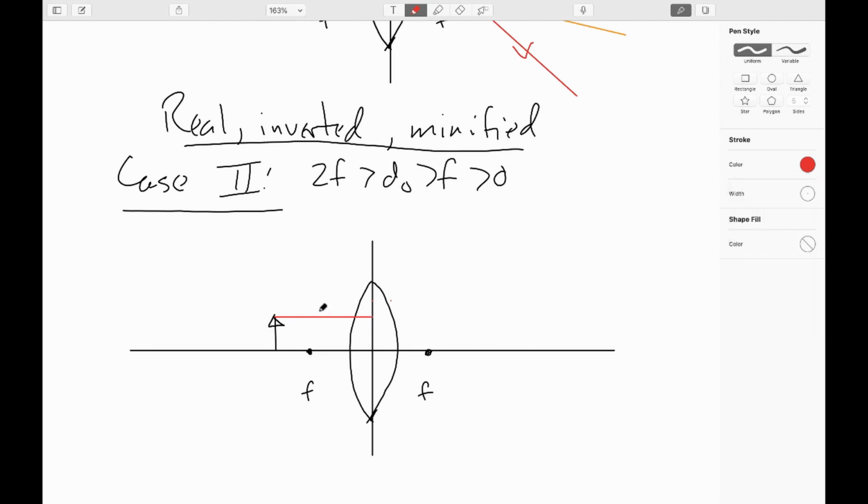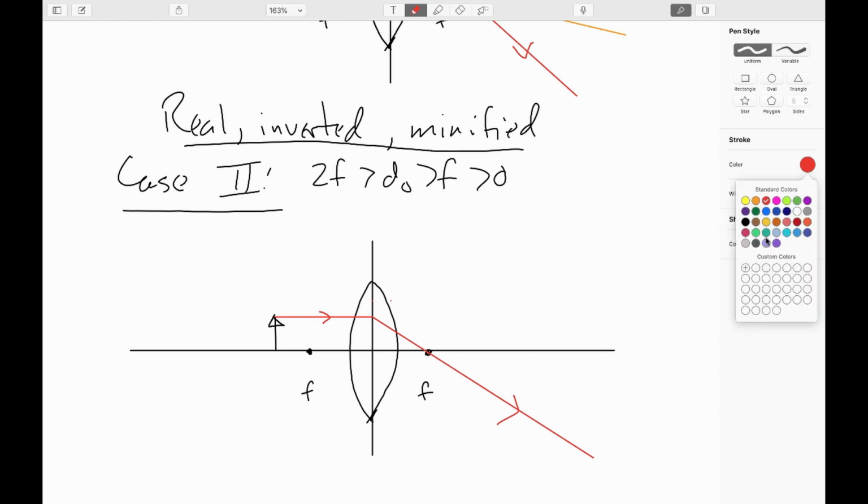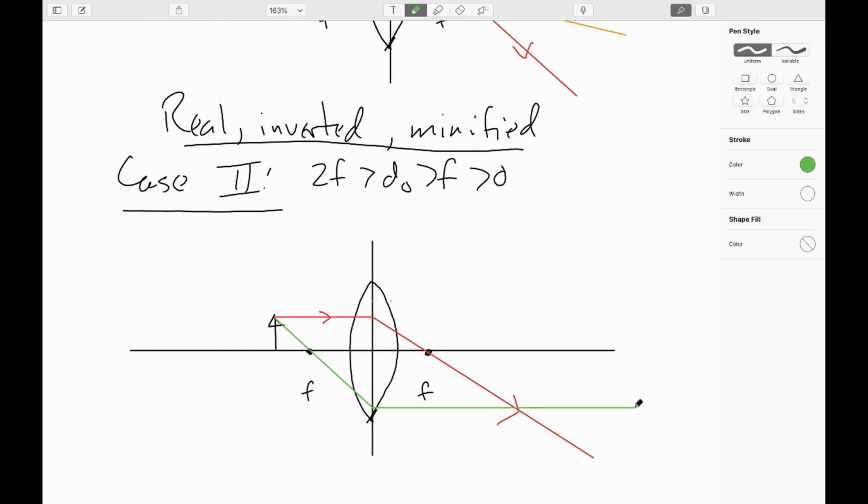There we go. That's pretty good. It will go out through the focal point. Our focal ray, so we're going to go through the near focal point, take it to the principal plane, go out parallel, and then just like before, we check our work with the central ray.